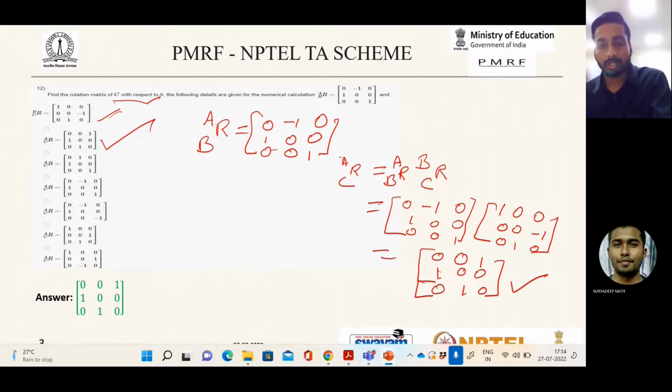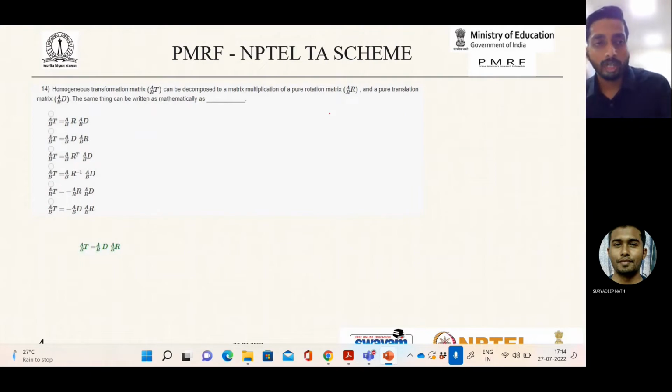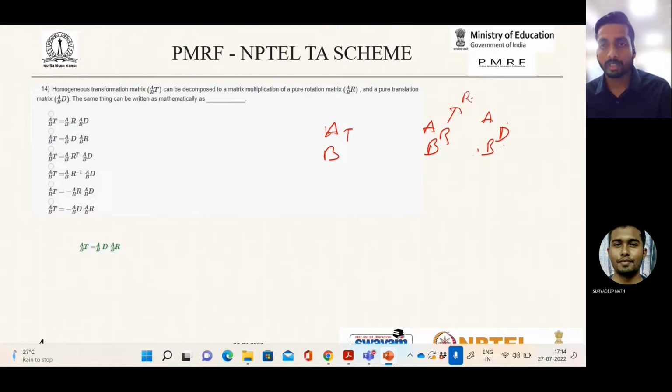Now let us move to the last question for this practice session. The question is that the homogeneous transformation matrix A T B can be decomposed into a matrix multiplication of a rotation matrix and a translation matrix. This is rotation, and this is a translation, sorry. The question is, how can we write it mathematically?